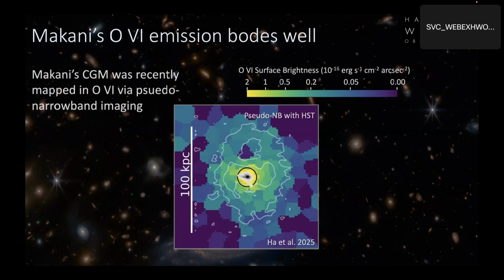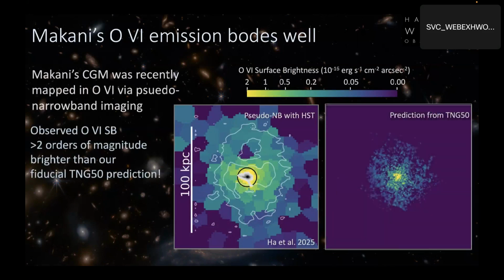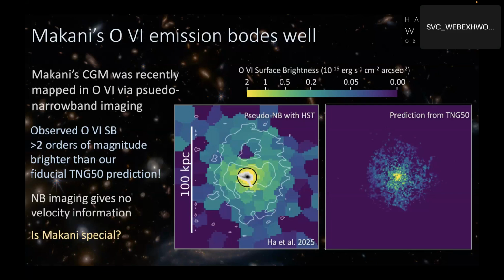And to try to make an apples to apples comparison, the surface brightness from that same TNG50 galaxy here, next to it, you see far fainter predictions for the emission, far lesser extent of that CGM. And I'll add, narrowband imaging gives you no velocity information. So HWO would not only give you the spectral information, the kinematics of this gas, but we could do this for a statistical sample of galaxies, right? Not just one special object at a sweet spot in redshift.